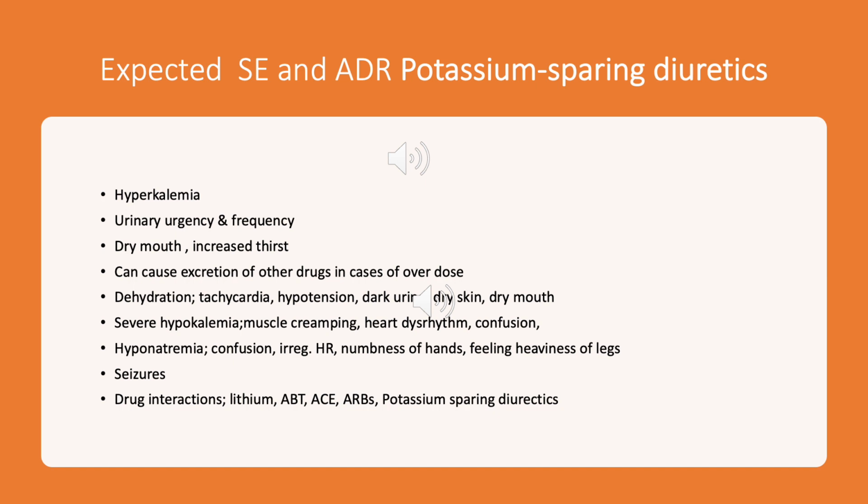The drug-to-drug interactions with potassium-sparing diuretics with angiotensin-converting enzyme inhibitors or angiotensin receptor blockers can lead to hyperkalemia. Patients taking potassium-sparing diuretics should avoid salt substitutes to decrease the risk of hyperkalemia.